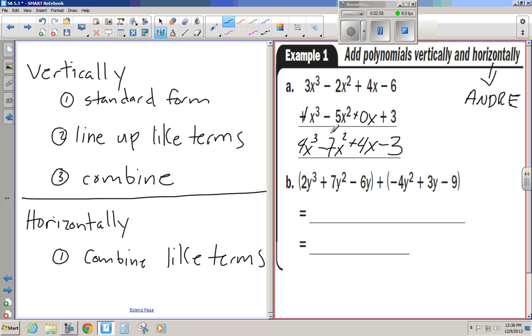Vertically is nice because a lot of the setup is done at the beginning, is setting the problem up, whereas horizontally you have to make sure you're doing it the right way on your own. All right, so vertically combine like terms. So y cubed, is there any y cubed over here? If there's not, then it stays 2y cubed.